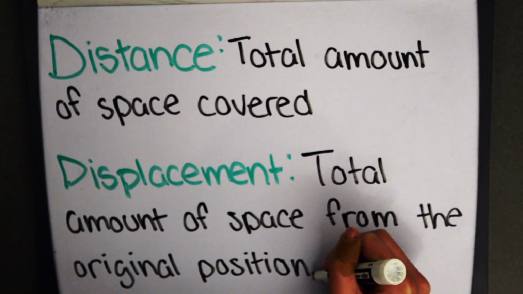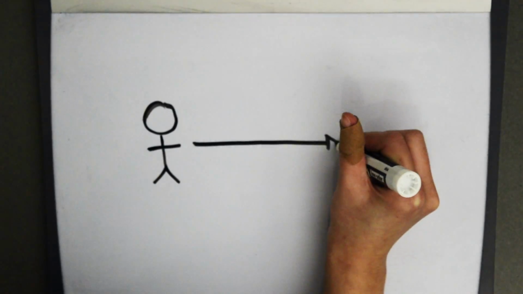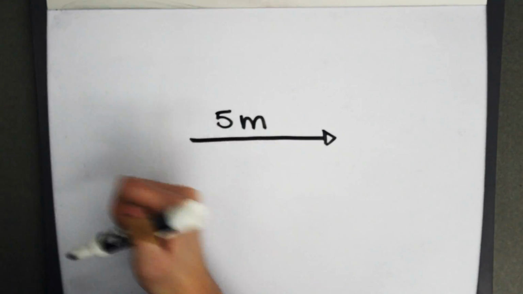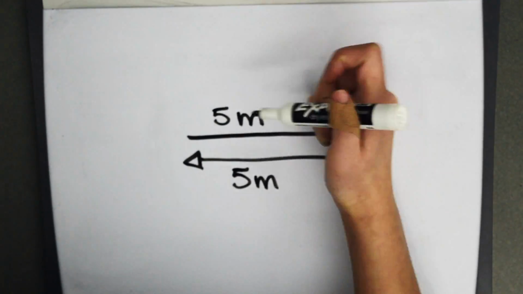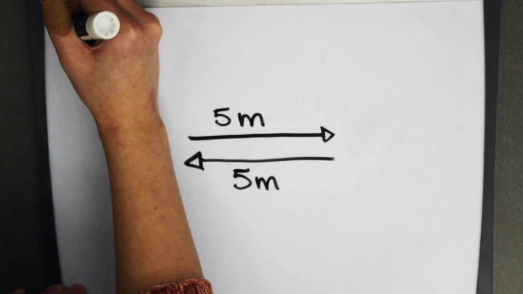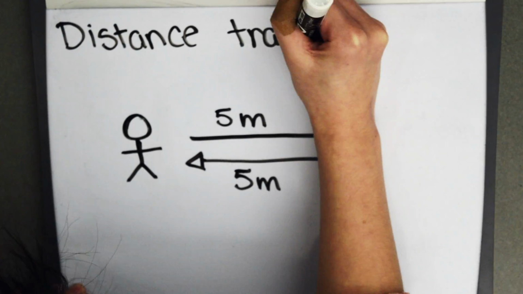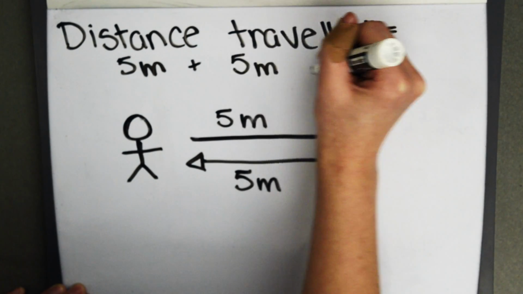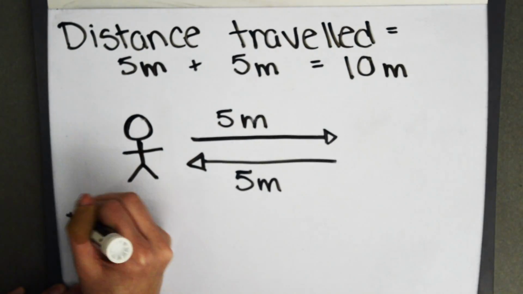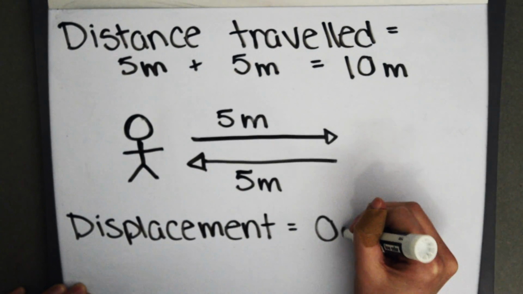This may not seem to matter much, but look at this example. Person A walks to the right 5 meters and walks back to his original location by walking 5 meters left. Now this person has traveled a total distance of 5 meters plus another 5 meters, making the total distance traveled 10 meters. However, when calculating the total displacement that person A has traveled, we ask the question, how far is this person from his original position? And the answer to that question is 0, because the person ended up in the exact position he started in.